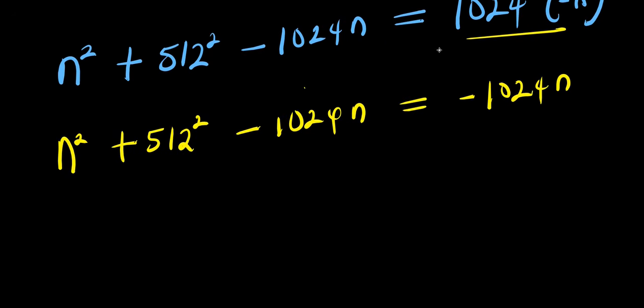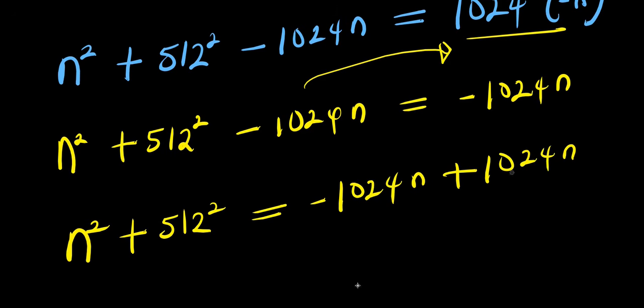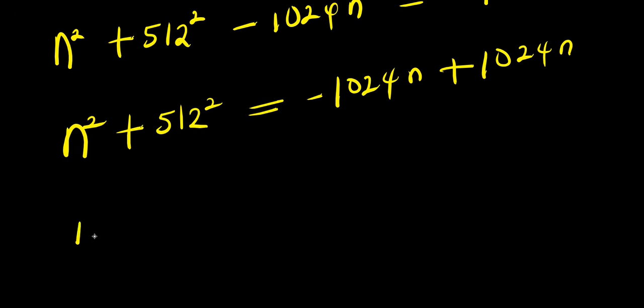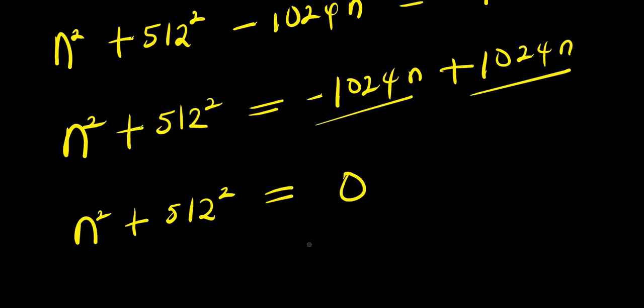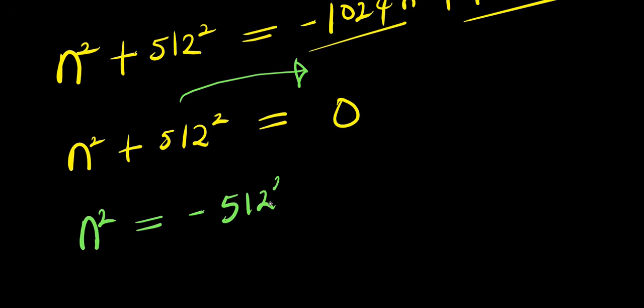So from here, you move this over here and it becomes positive. You have n power 2 plus 512 power 2 equals minus 1024n plus 1024n. The negative and the positive give us 0. So at this point, we move this over here. We have n power 2 equals negative 512 power 2.